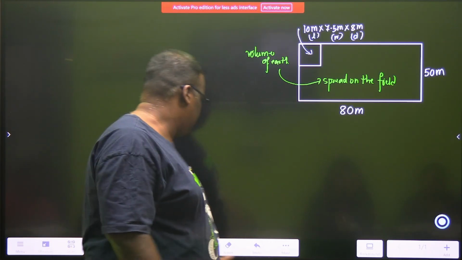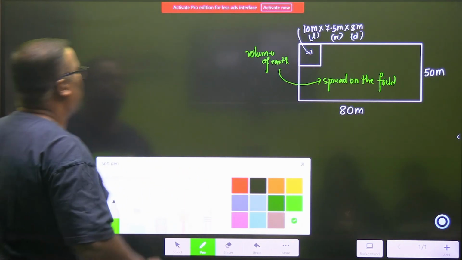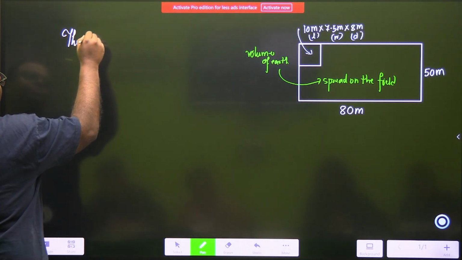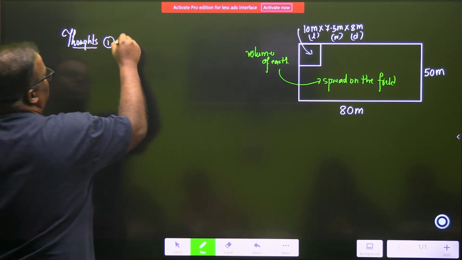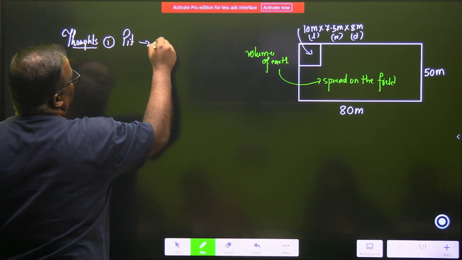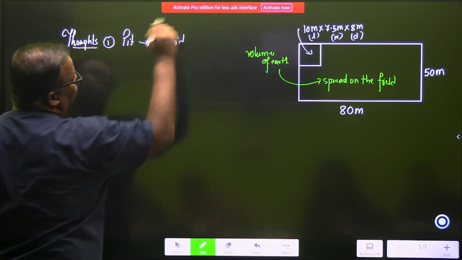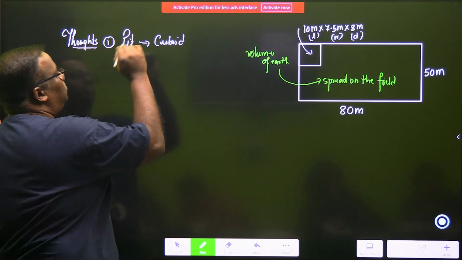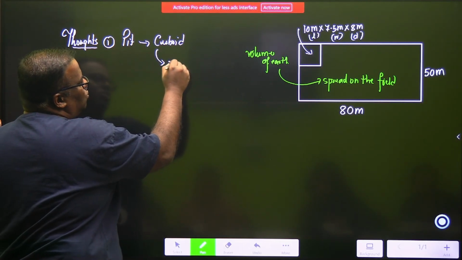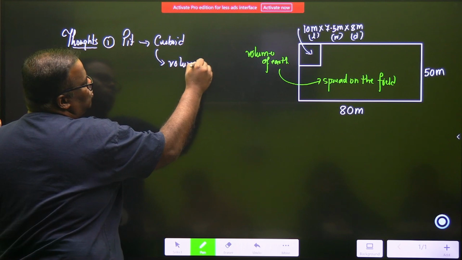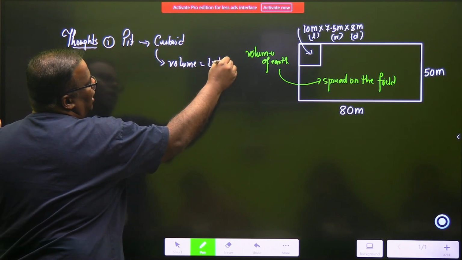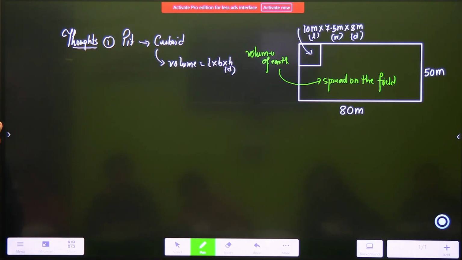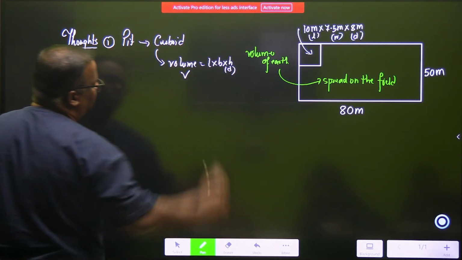So the first thing that comes to our mind is, what is this problem speaking all about? Let's see the thinking process first. Okay, the thoughts. Number one, the first thought says the pit in mathematics is a cuboid. Yes or no? If it is a cuboid, it should have a volume, and the volume should be equal to length into breadth into height, or instead of height you can say depth. Let's say this volume is V. Do you agree?